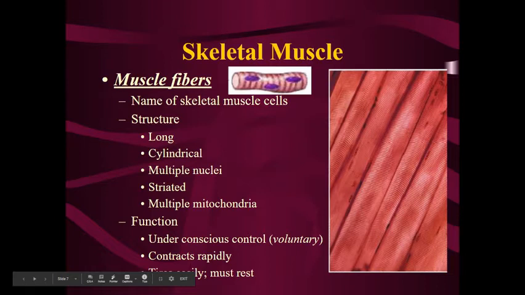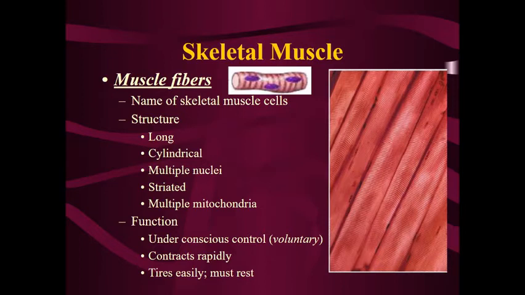Skeletal muscle, the cells that make it up are called muscle fibers. So muscle fiber, skeletal muscle cell, they mean the same thing. So skeletal muscle fibers have a very unique structure. They are extremely long cells. While they're still microscopic, they are much longer than what you would consider an average cell to be. They are cylindrical. Because of their long size, they have multiple nuclei to control the larger cell.